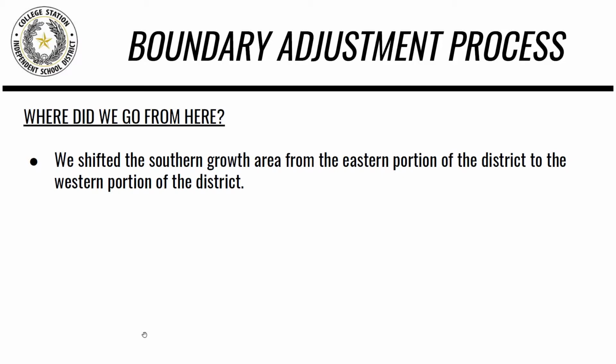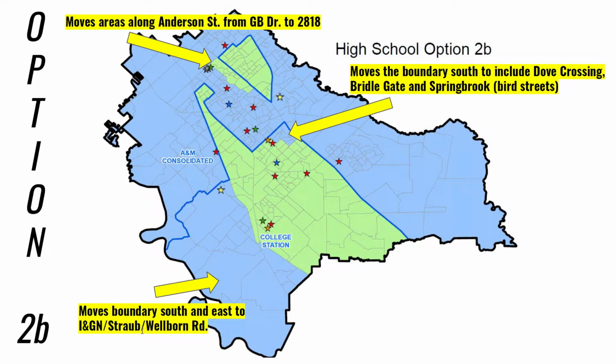We shifted the southern growth area from the eastern portion, from that 6 over to Arrington, the district, to the western portion, which produced this map.